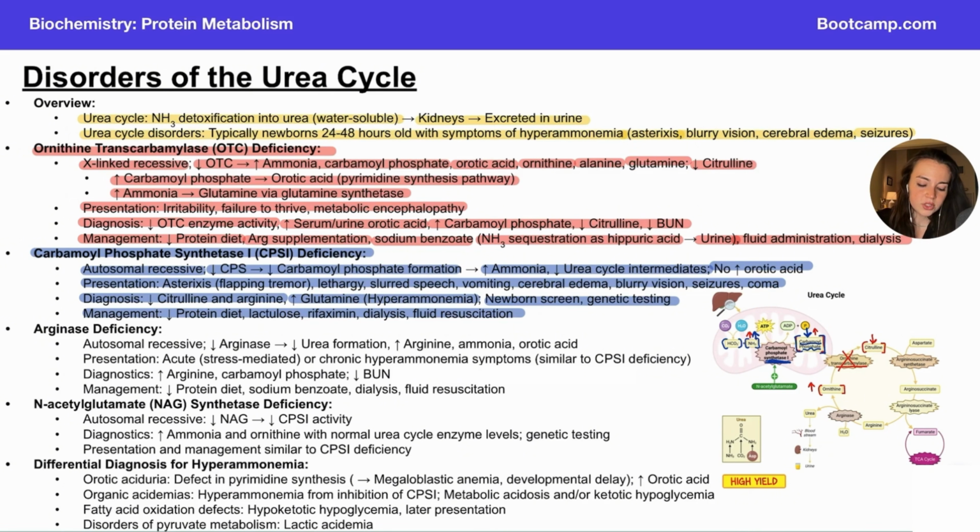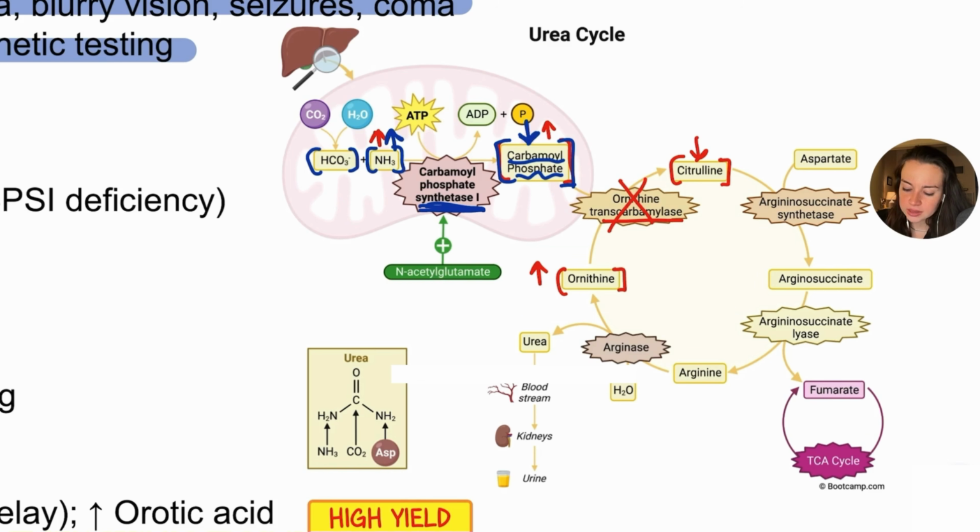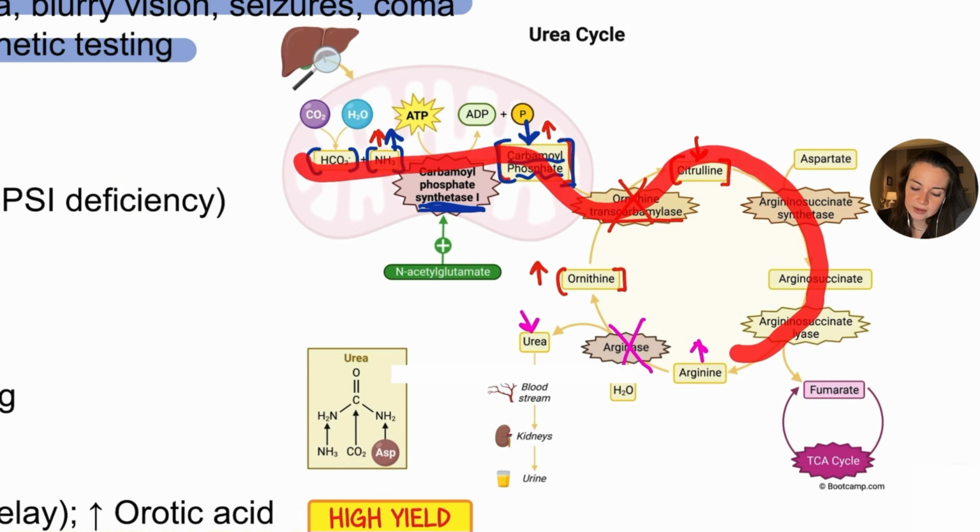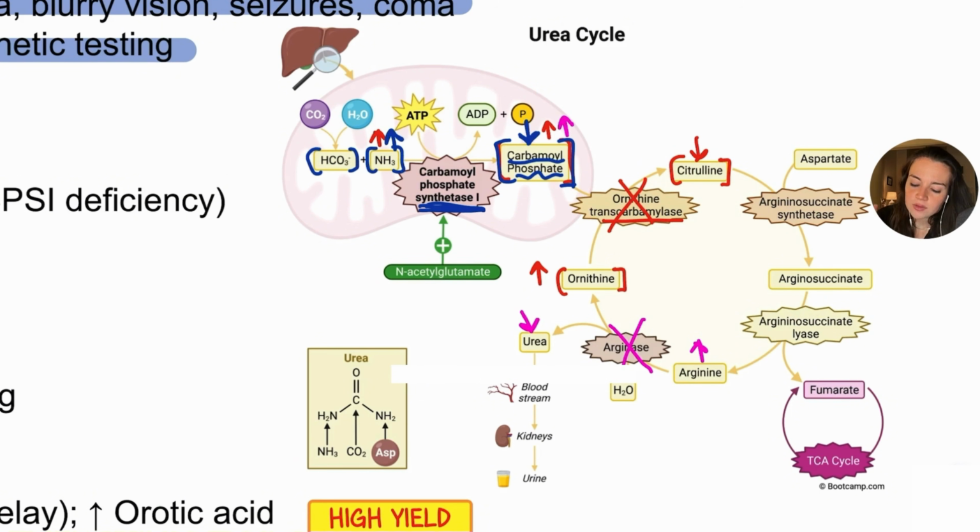But there are some other disorders of the urea cycle that they might throw at you. One of those is arginase deficiency. Arginase itself is a high yield enzyme because it is the enzyme that facilitates the urea producing step of the urea cycle. So in an arginase deficiency, obviously you're going to have decreased urea production and an increase in arginine upstream and a buildup of intermediates all the way back. So we'll get a buildup of carbamoyl phosphate. And remember, when you see a buildup of carbamoyl phosphate, that means there's also going to be an increase in orotic acid and obviously hyperammonemia.